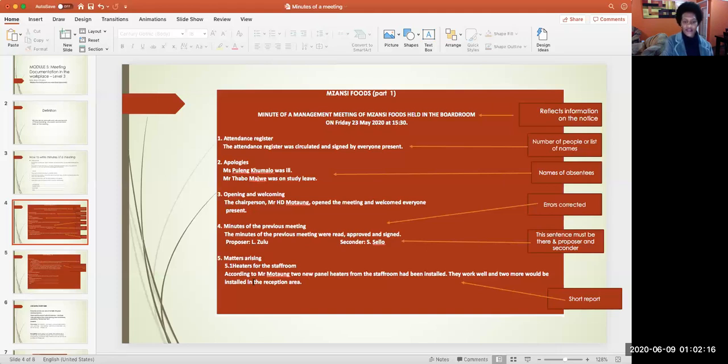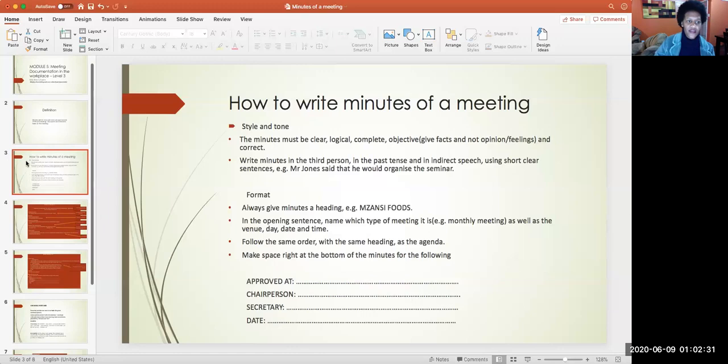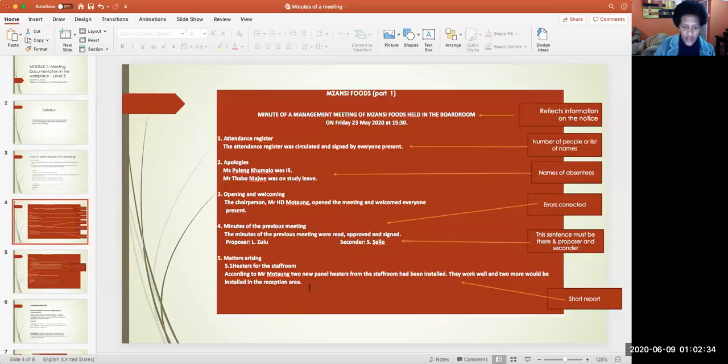If the chairperson is tasked with a certain task and he must come and report back, this is where the information is going to be. In our case here, the heaters for the staff room. According to Mr. Mudaung, two new panel heaters from the staff room had been installed. They work well, and two more would be installed in the reception. So this is a short report that tells us what the manager has done that needed to be addressed in the matters arising.